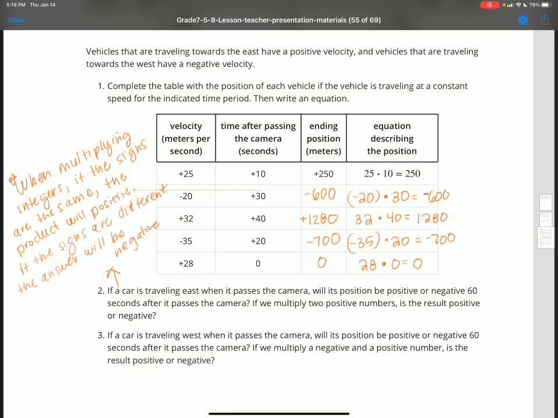And for question 3, it says if a car is traveling west when it passes the camera, will the position be positive or negative 60 seconds after it passes the camera? And it says what happens when we multiply a negative and a positive number? Our answer will be negative. So I want to tell you guys to circle that and circle the first one. That's my rule that I wrote down. Okay, so make sure you write that down. It's very, very important.